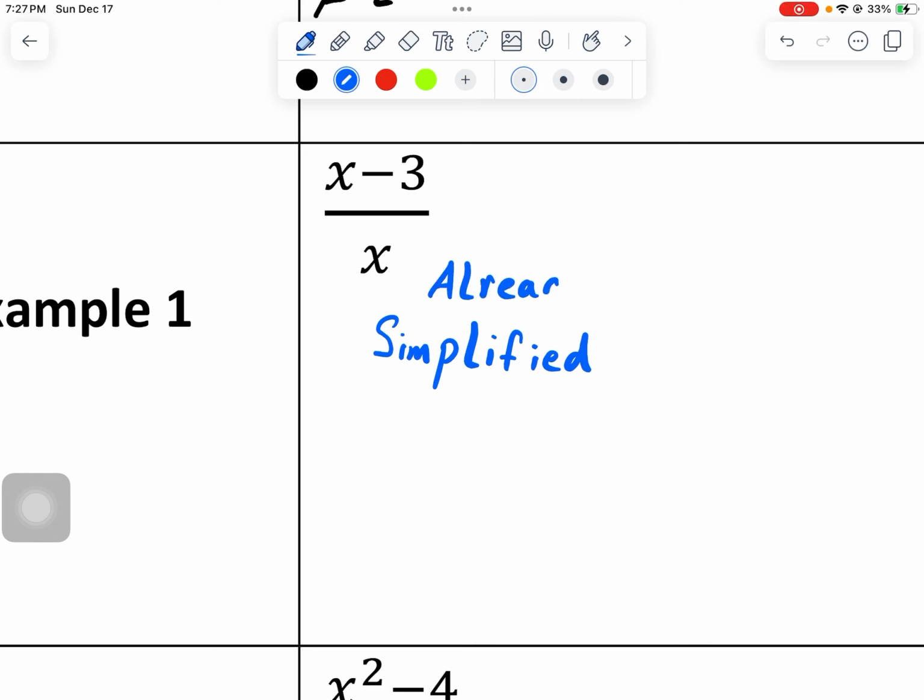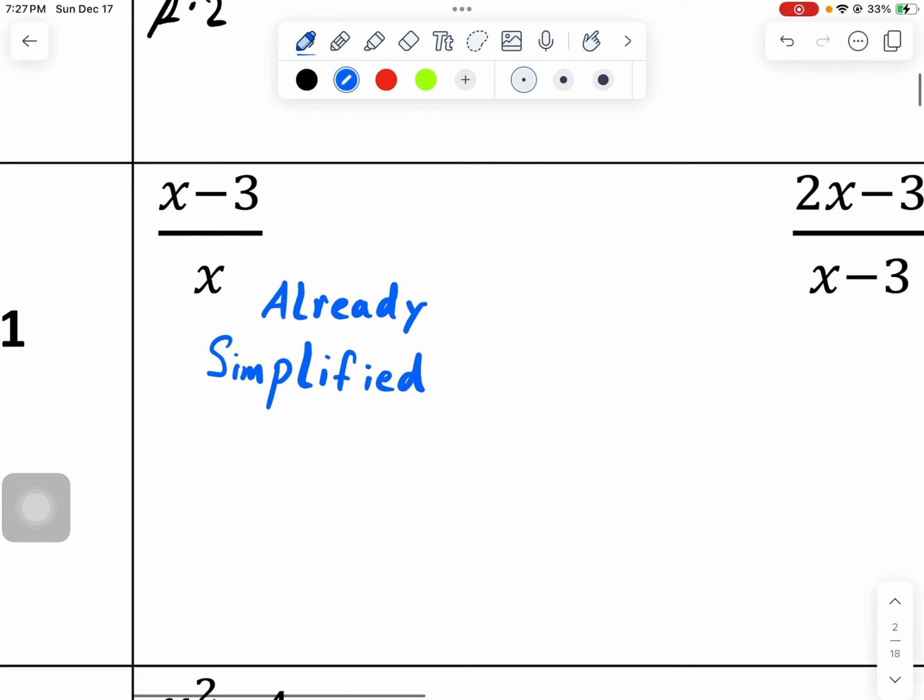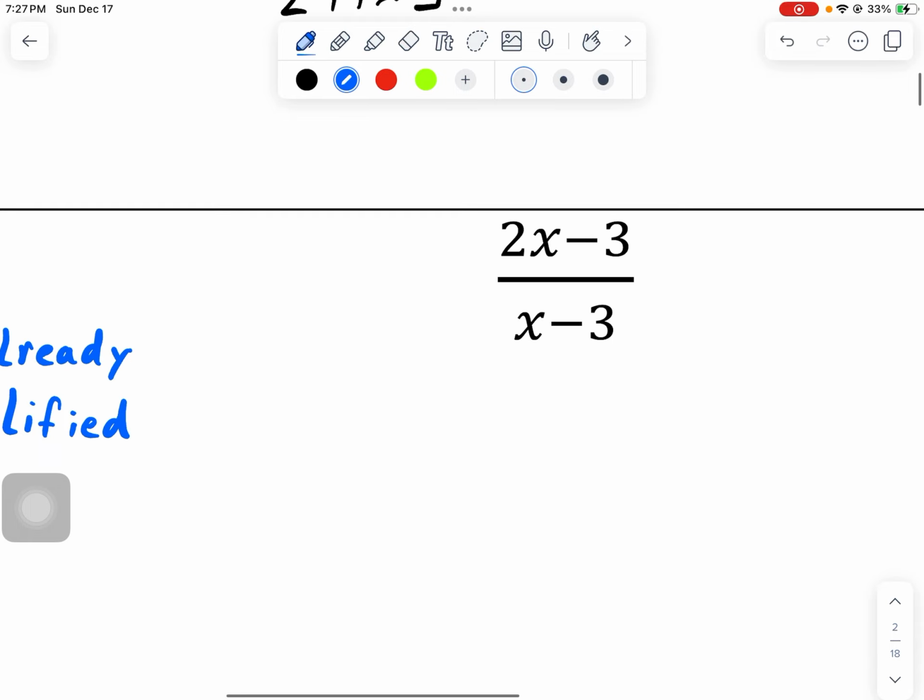Already simplified. You can't break anything down here. We can't divide an x out. There's no common factors between the top and the bottom. Basically, we're looking for that greatest common factor.